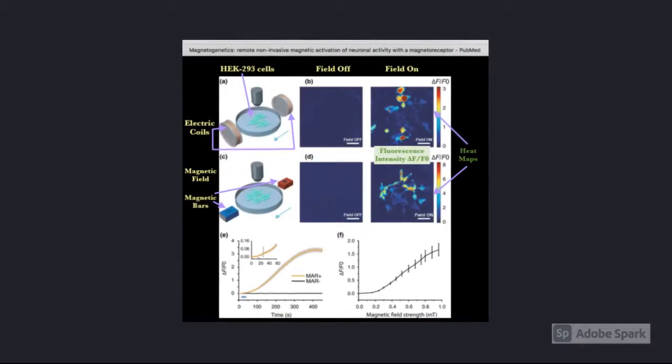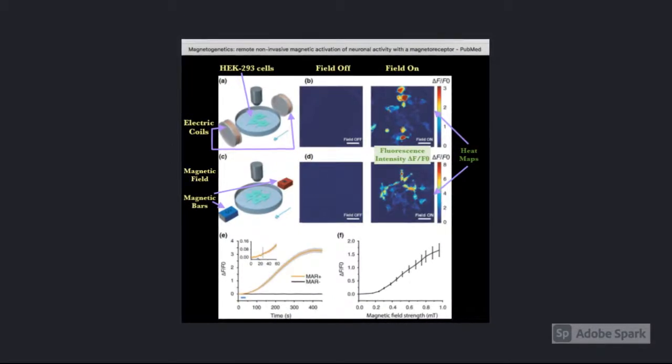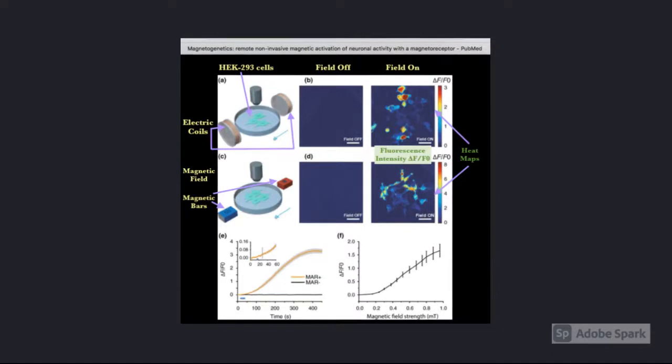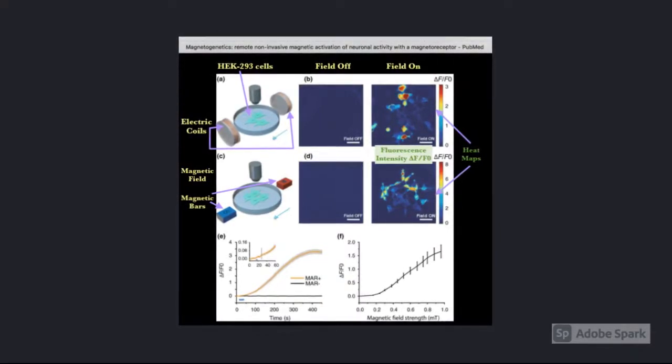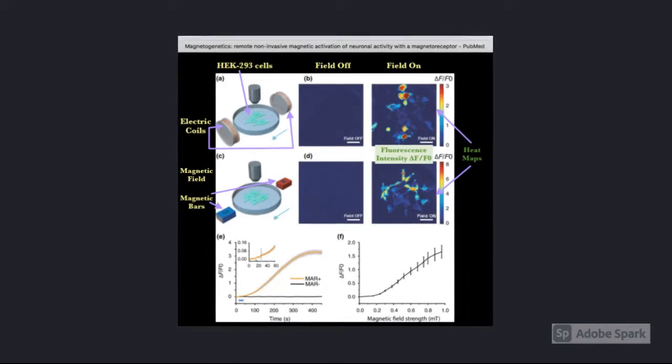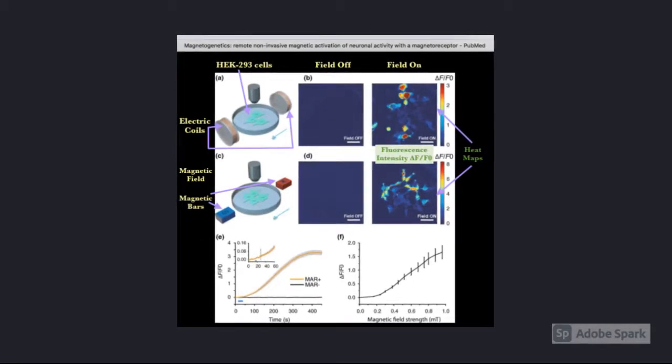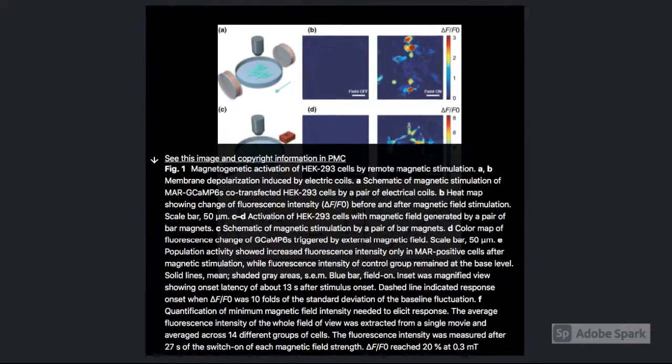Here's an experiment showing that when the electric coils and magnetic bars are activated, the cells generate heat. In these two heat maps, you can see the fluorescent intensity increased.